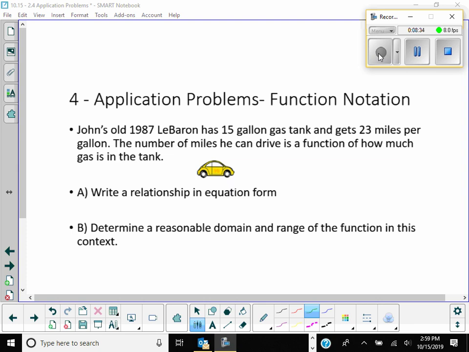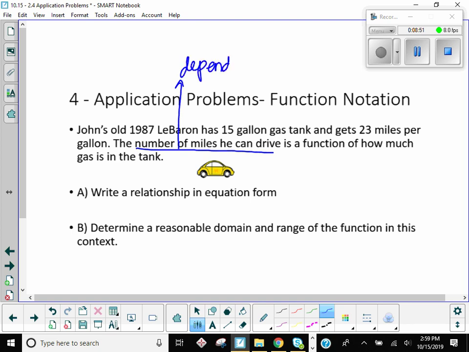Those words right there, a function of, is always your clue to what is your dependent information and what is your independent information. What comes before the words is a function of, so this, the number of miles he can drive, that's always the dependent information. And it depends on whatever comes next, which is how much gas is in the tank. That is your independent information. And we're going to talk more about that and how to use that to set up your function notation.